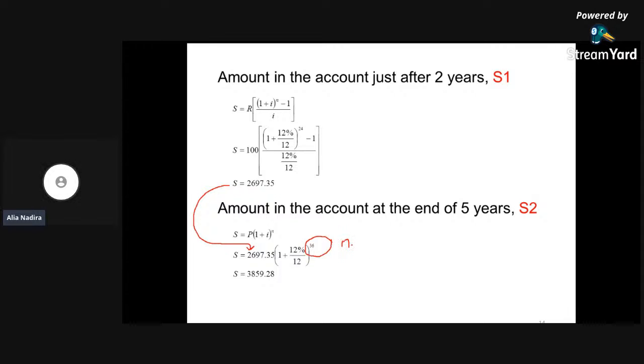And it is actually compounded monthly. So 12 multiplied by 3. That's why here it is 36. Okay, so you get this one. So this is the amount that you will have in the account.